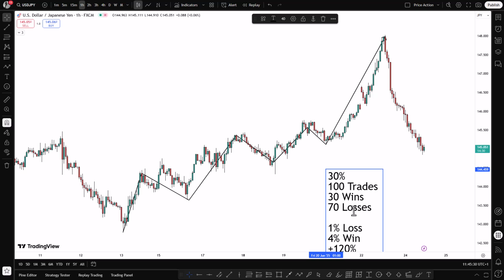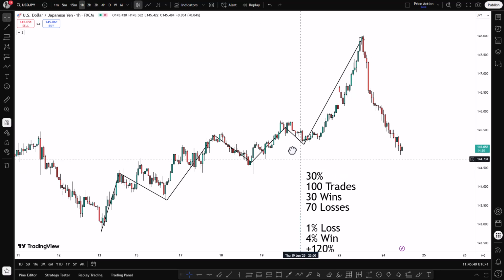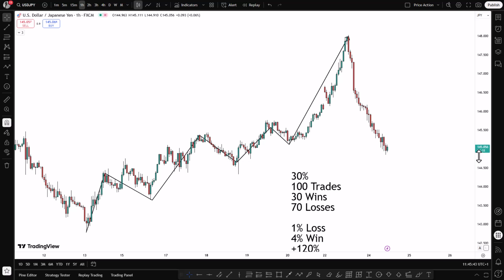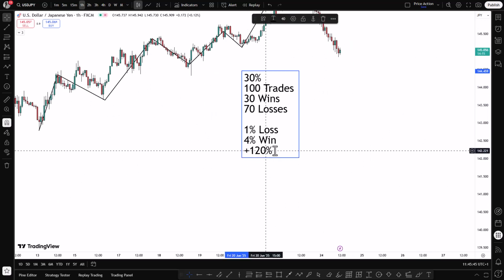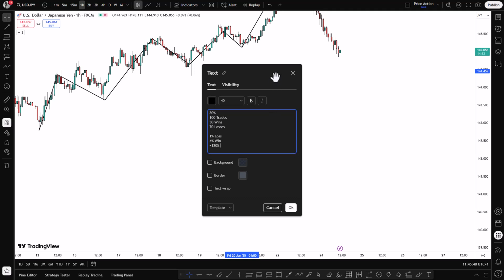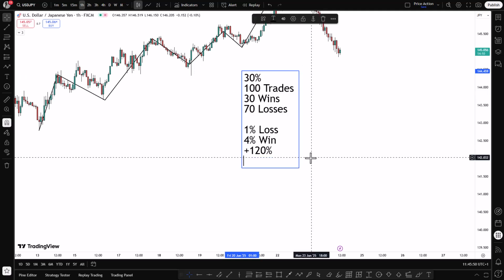And then let me pick this and move it up a little bit. 120%. And then your loss is, let's say, 1% times this 70, because you had 70 losing trades. So 1% times 70. So your gross loss is going to be minus 70%.